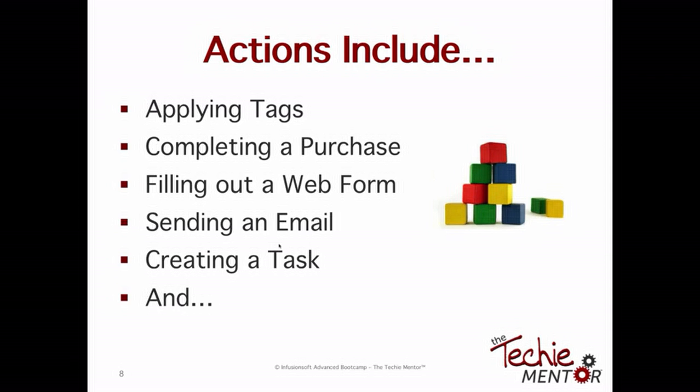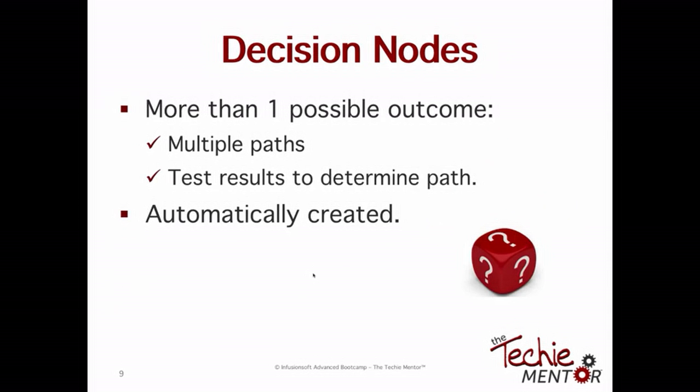But actions can include the following, and this is just a sample. There's more that you can do. You can apply tags, you can complete a purchase, you can have them fill out a web form, you can send an email, you can create a task, you can create an opportunity, you can send them a voicemail. So there's all the different things that you can do. The actions you can complete in Infusionsoft, you can also do with a campaign sequence. So really taking all of the actions that are available in Infusionsoft and putting them into a sequence campaign.